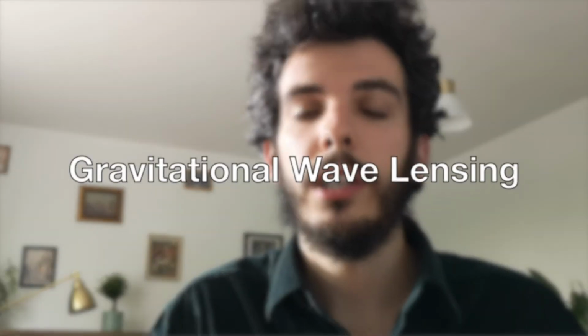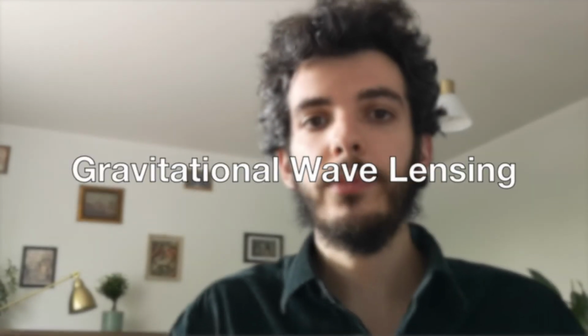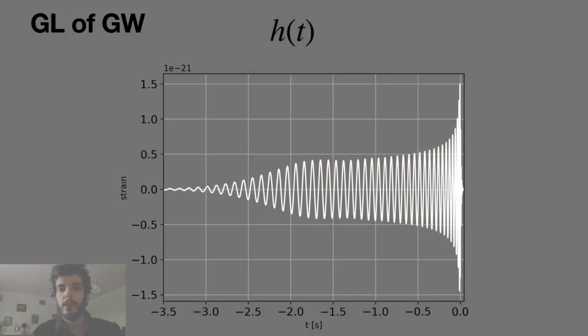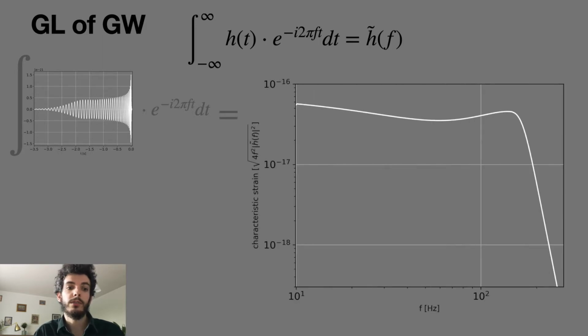So to assess how the degeneracy affects the lensing of gravitational waves, let's first see how we compute the lensing in this case. First of all, we have to get a waveform in the time domain. We obtain these signals from the PyCBC software. Then, computing the Fourier transform, we obtain the signal in the frequency domain, as shown here.